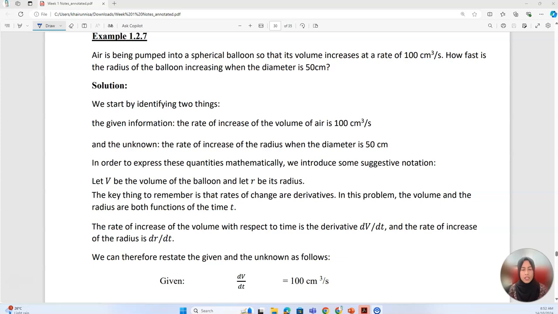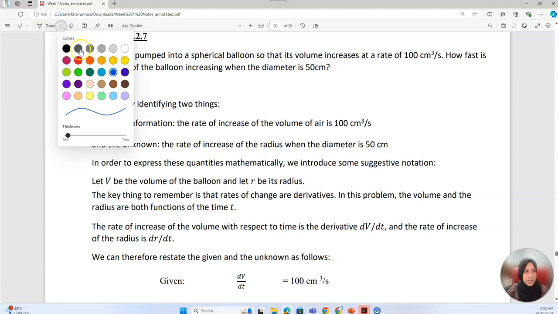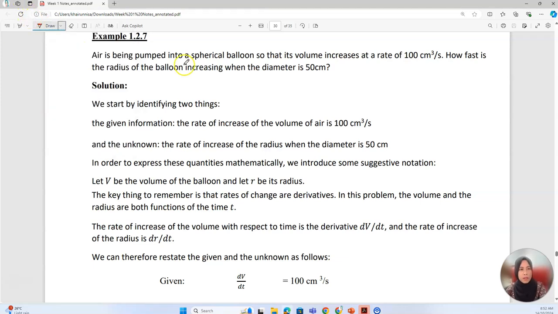This problem is actually a derivative problem, but it's not straightforward. You need to understand what's going on, then only you can solve the question. All right, let's look at the question one by one. Let's break it down into simpler components so that we understand it better. All right, air is being pumped into a spherical balloon.